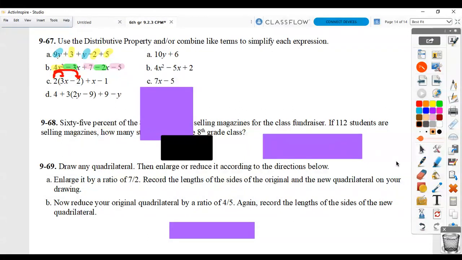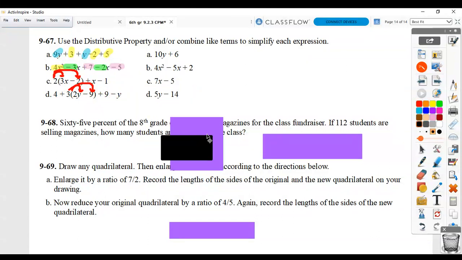Same thing here. 3 times 2y is 6y. Bring down your minus sign. 3 times 9 is 27. Again, write down what you get at that step, and then combine any like terms to get you this final answer.